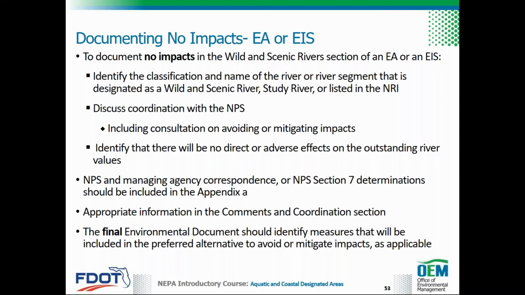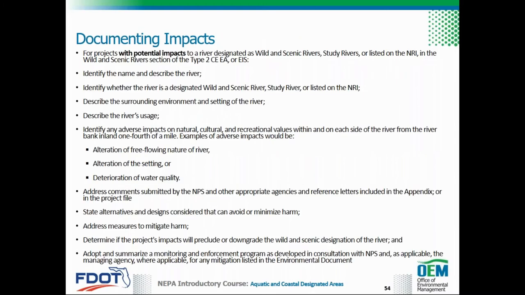The final environmental document should identify measures that will be included in the preferred alternative to avoid or mitigate impacts, as applicable. For projects with potential impacts to a river designated as Wild and Scenic River, Study River, or listed on the NRI, the following should be included in the summary of the Wild and Scenic Rivers section of the Type 2 Form, EA or EIS. Identify the name and describe the river. Identify whether the river is designated as a Wild and Scenic River, a Study River, or listed on the NRI. Describe the surrounding environment and setting of the river.